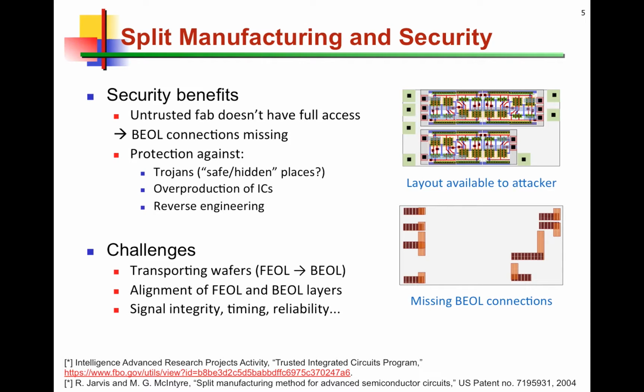So this way, because they don't know the entire layout, they can't fully understand the design implementation details, they can't fully understand the functionality of the chip. So the hope is, because of this missing piece of information, they will not be able to insert meaningful Trojans, they will not be able to find safe places to insert Trojans, they will not be able to definitely overproduce the chips because they're missing the BEOL, all the connections defined at the BEOL layers, and even if they reverse engineer whatever is available to them, they can only get all the information that is defined at the FEOL layers only.